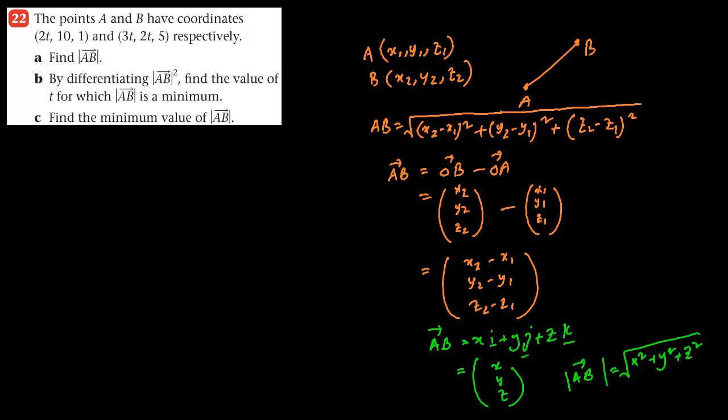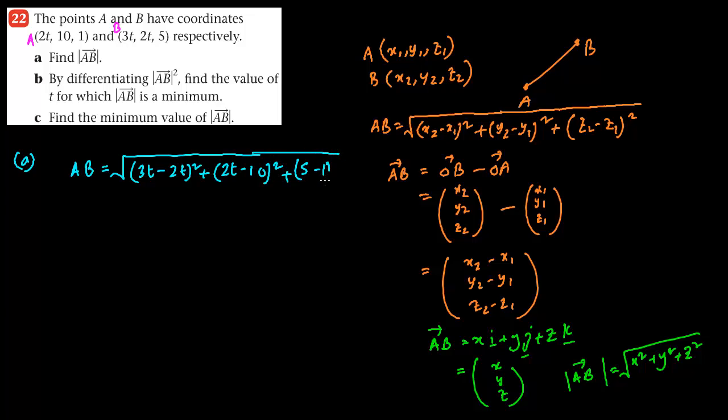That's it. Now in question number A, we have to find the modulus of the vector AB. That means the length of the line AB. Remember, modulus of a vector is the same as the length of that line. So we can simply write AB equals square root. So the difference is going to be, remember, this one is A, this one is B. So we can write the difference of x, 3t minus 2t whole squared, difference of y, 2t minus 10 whole squared, difference of z, 5 minus 1 whole squared.